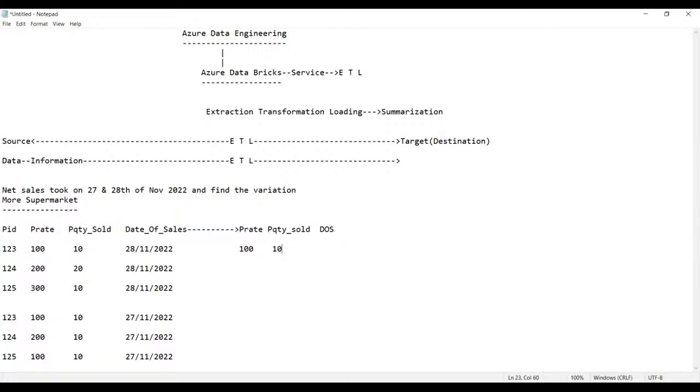Now, guys, what is the date of sales? This is the date of sales. Okay, this is the date of sales. That is 28th of so-and-so month.